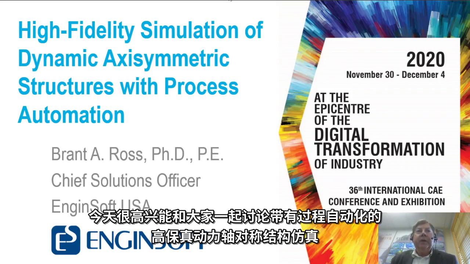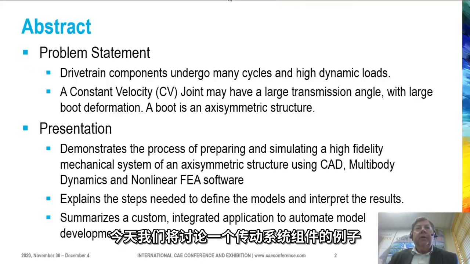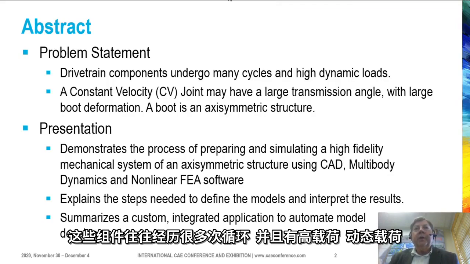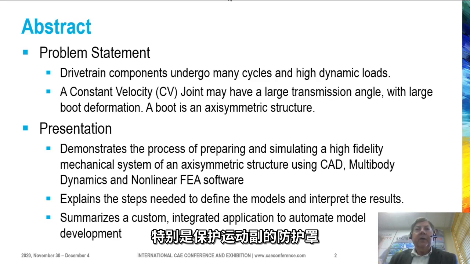It's my pleasure today to discuss with you high-fidelity simulation of dynamic axisymmetric structures with process automation. So today we will discuss an example of a drivetrain component. These components tend to undergo many cycles and have high, dynamic loads. In particular, we will look at a constant velocity joint and specifically the boot that protects that joint.